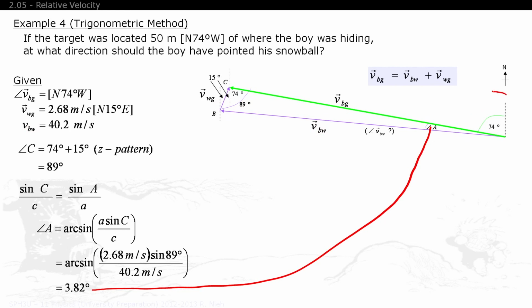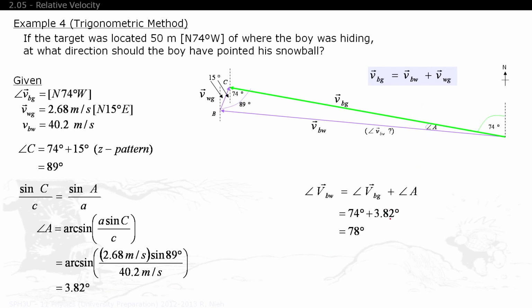We want to figure out how he must direct his ball relative to north. So we're going to take 74 degrees and add 3.82 to it. What this tells us is that Calvin needs to pull out his compass, direct the ball at north 78 degrees towards the west, and when he throws the snowball, the wind will carry the snowball towards the north, and eventually he'll hit X marks the spot.